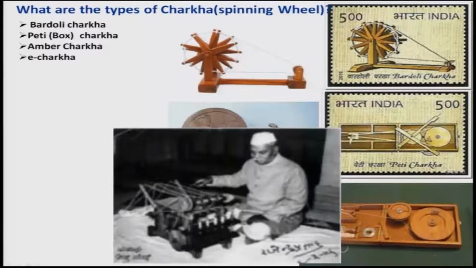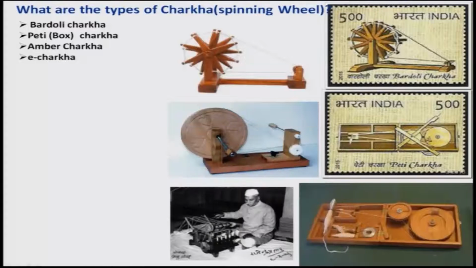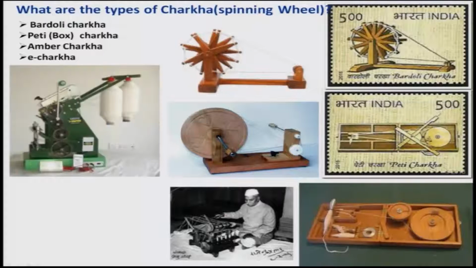It can be 2, it can be 4, and at that time it was being designed and then fabricated, and it is far superior to the hand one. The yield of this yarn making is much higher as compared to the traditional charkha. And in current time, of course, there is an e-charkha, people are talking about it, and in this case, according to me, it is the improved version of the Amber charkha.